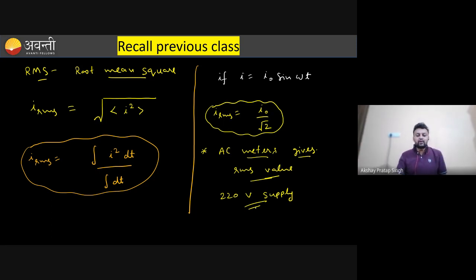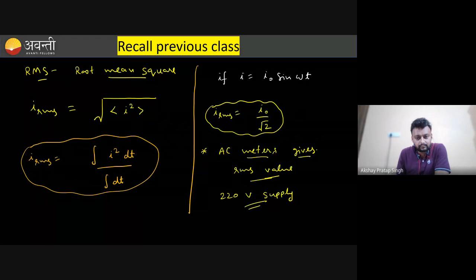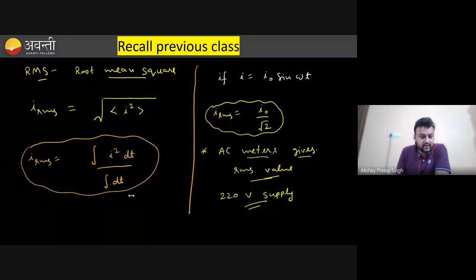Can anyone tell me what is the frequency of the AC supply in our households? What is the frequency of AC voltage in our houses? 50 hertz. JNV Rangareddy is saying 50 hertz. Very good.